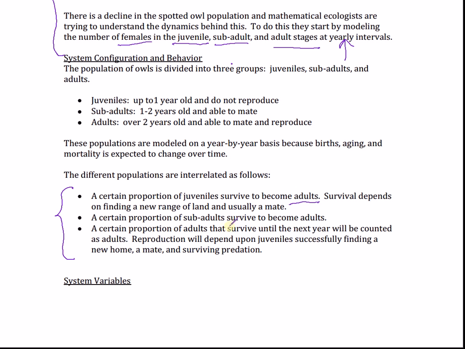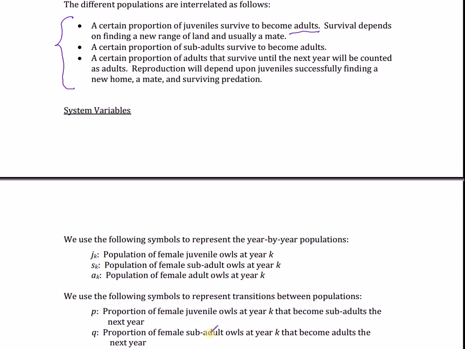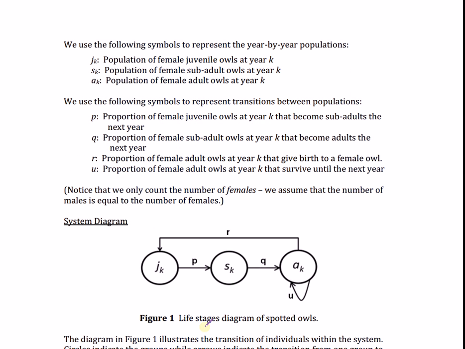Okay. Then a certain proportion of subadults become adults, and then a certain proportion of adults will give birth to juveniles, and that proportion of adults will also survive. Now, we have here a system diagram that I'll show you, and this system diagram really summarizes what I just said. This circle here represents juveniles. This circle here represents subadults. This circle here represents adults. Okay, and J_k, S_k, A_k represent the respective populations at time k.